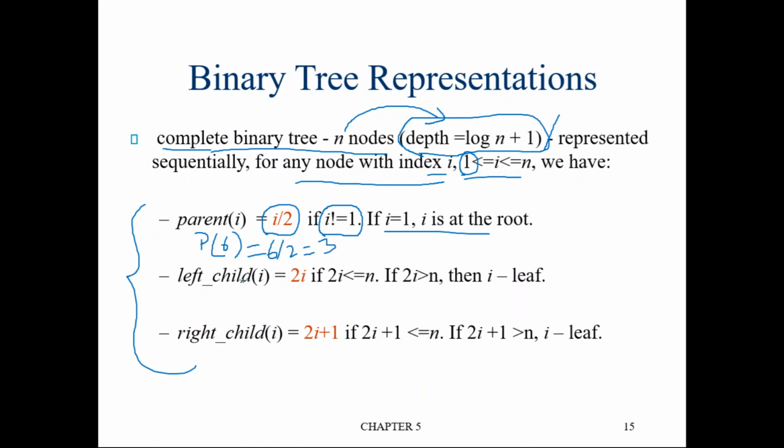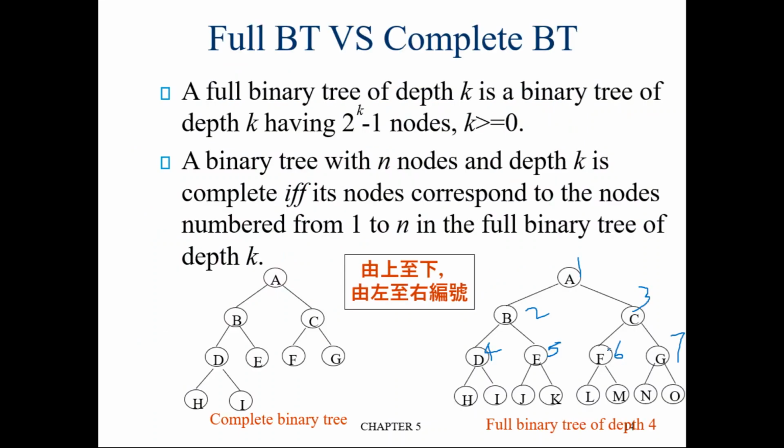And for any node I, the left child of I will be equal to 2i, if 2i is less than or equal to n. If 2i is greater than n, then I is a leaf node. Again, if you take this particular node 6, what is its left child?